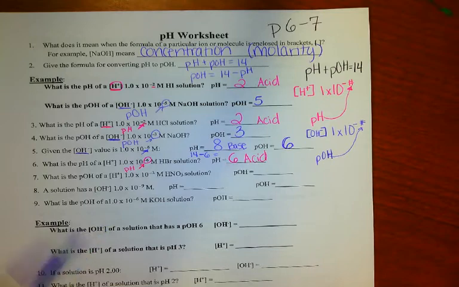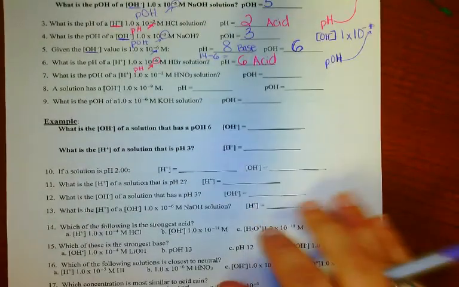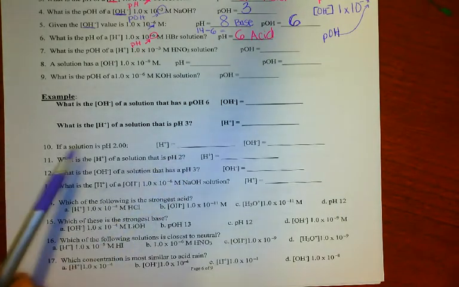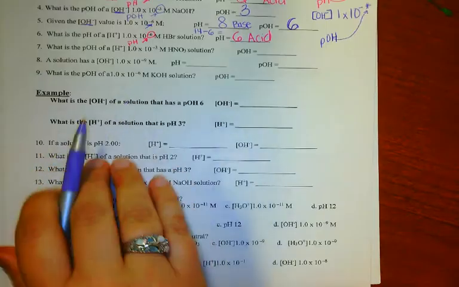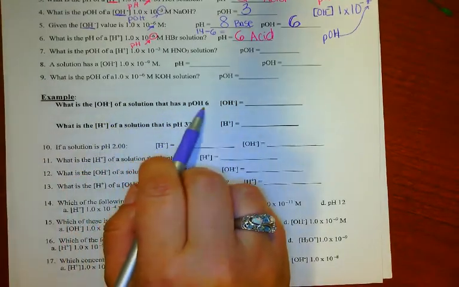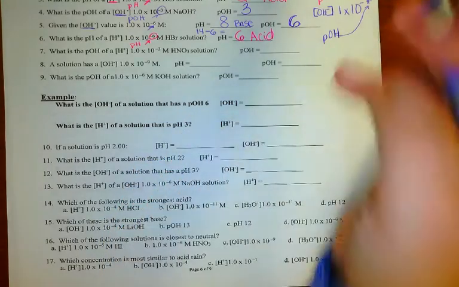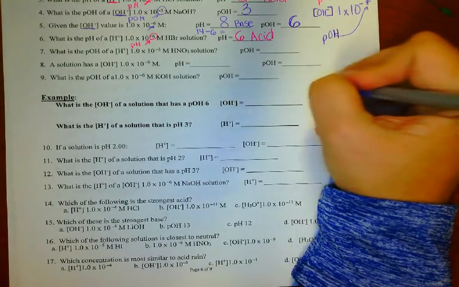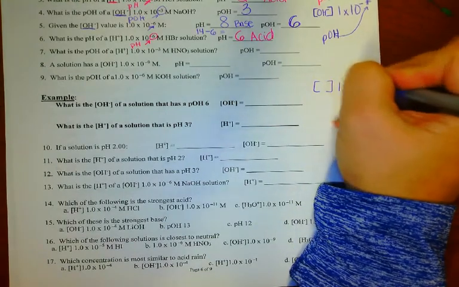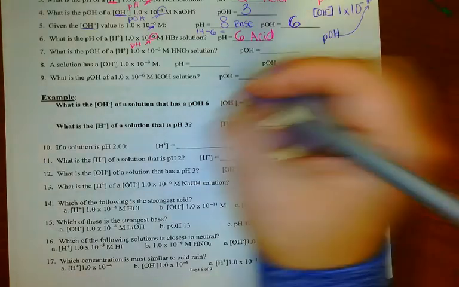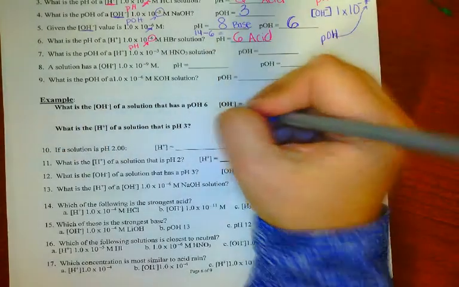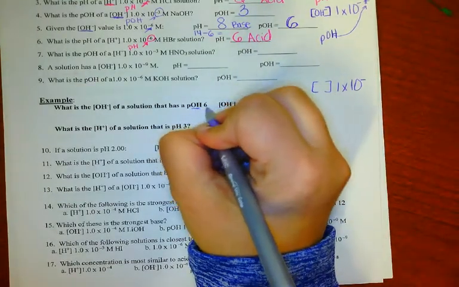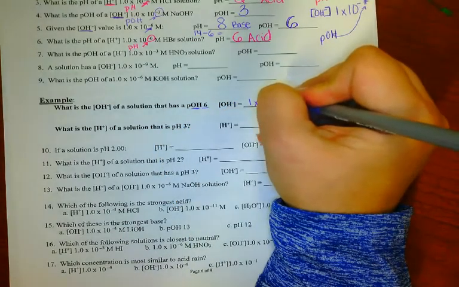I'll let you try these on your own. We'll move to the bottom. Most of this is just the same math I just demonstrated. What is the OH concentration of a solution that has a pOH of 6? The OH, remember, anytime it's brackets, whether it's an acid or a base, is 1 times 10 to the negative. So if I'm looking for the concentration of hydroxide, it would be 1 times 10 to the negative, and since the pOH is 6, it would be -6 here.